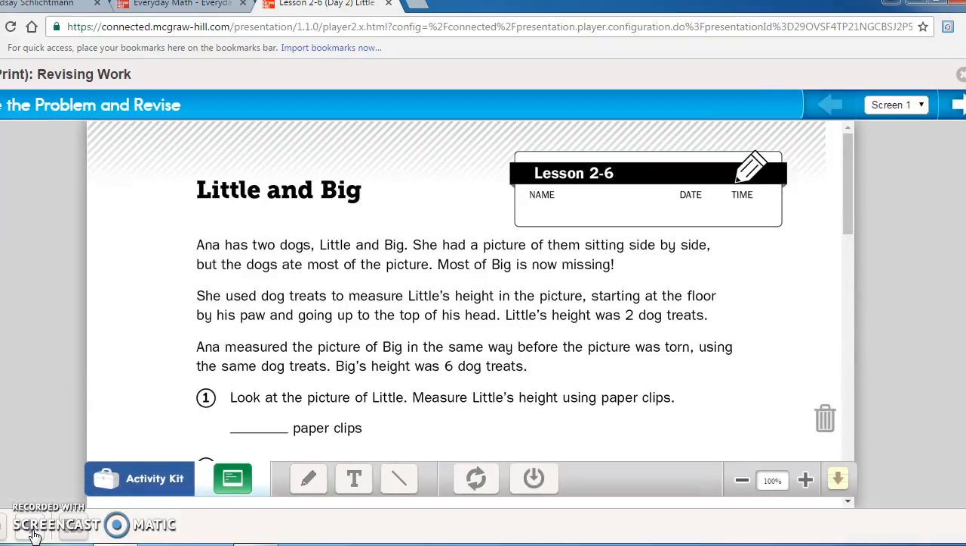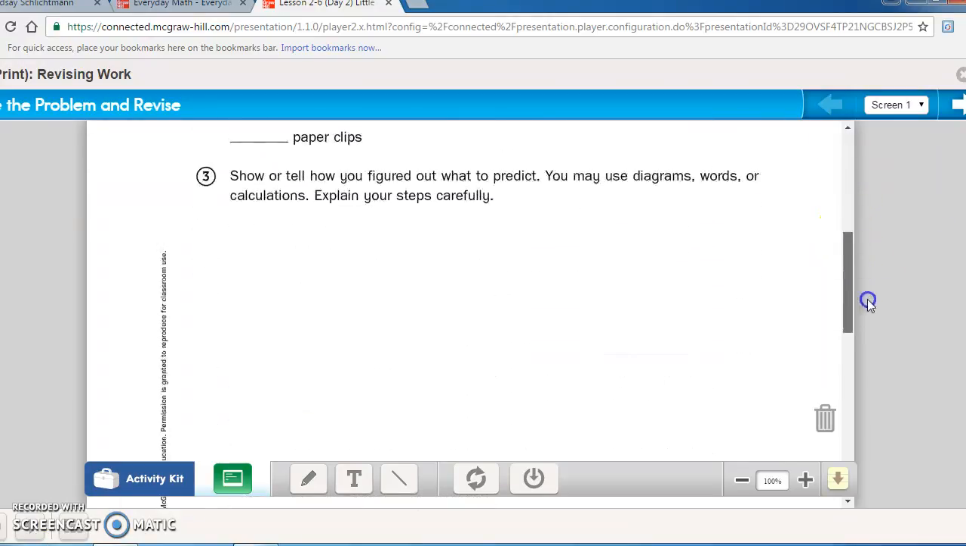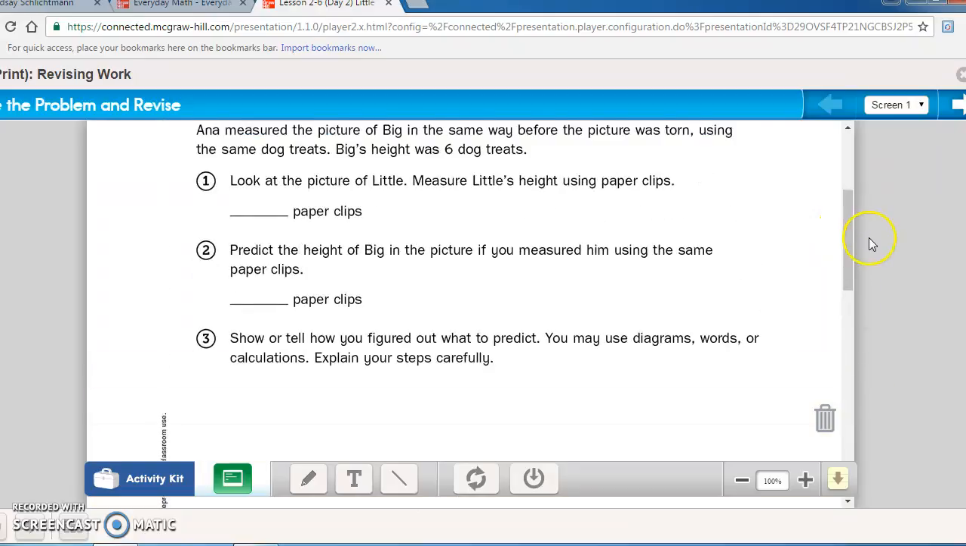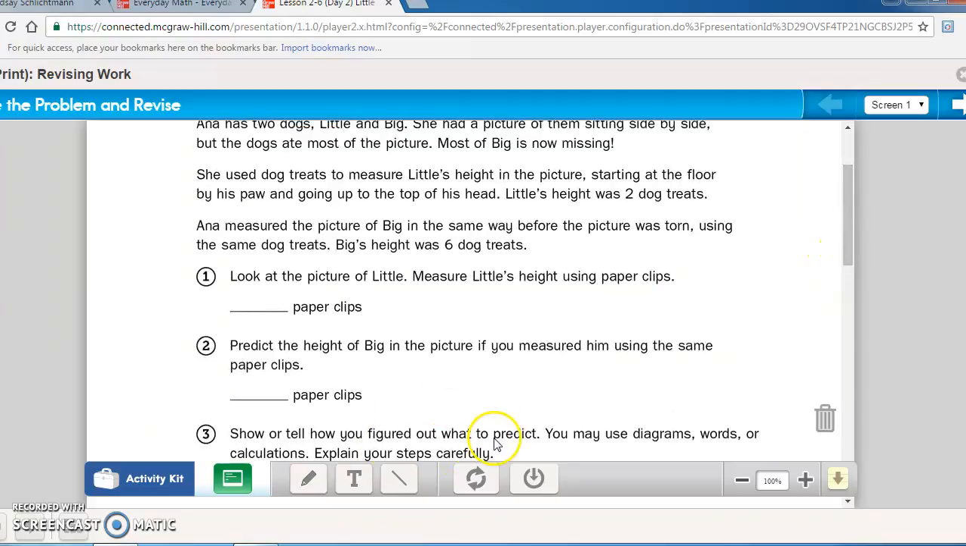On lesson 2-6, if you look down, this is the page 65 that you have. I want you to be able to explain to me how you figured out what to predict, and I want you to use diagrams, words, or calculations explaining that. So even though you and I have already discussed this, I want you to be able to explain it in words. Pause the tape now, and by drawing or talking, I want you to answer number 3. Pause the tape now and do that, please, and then bring it back to me so that I can see it.